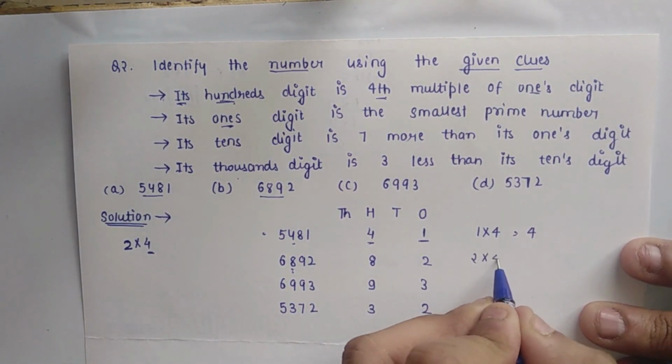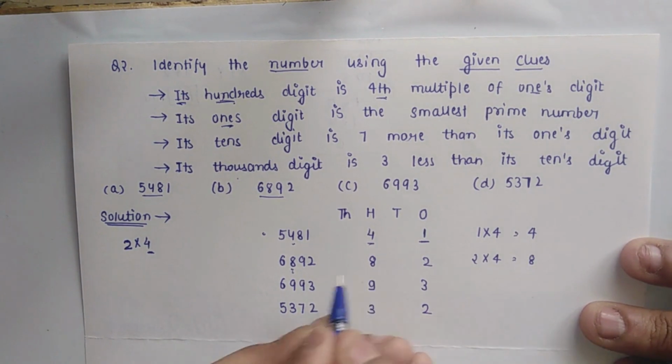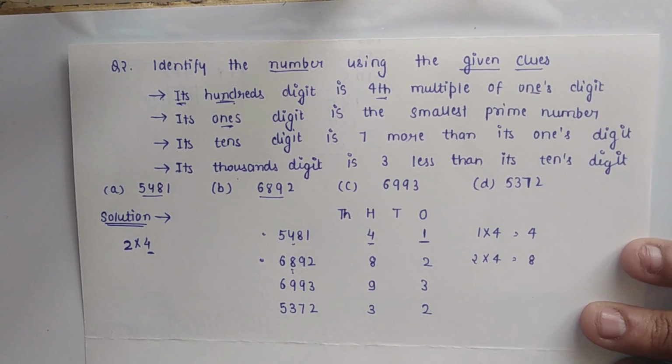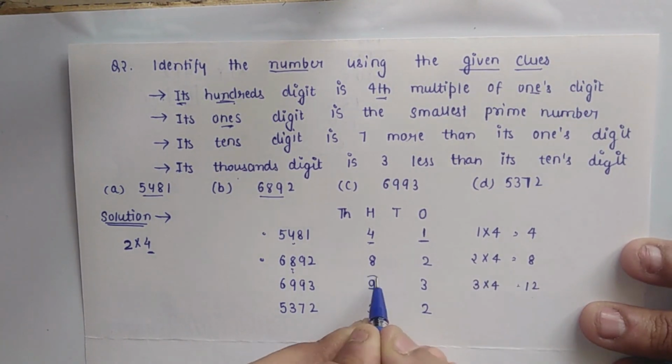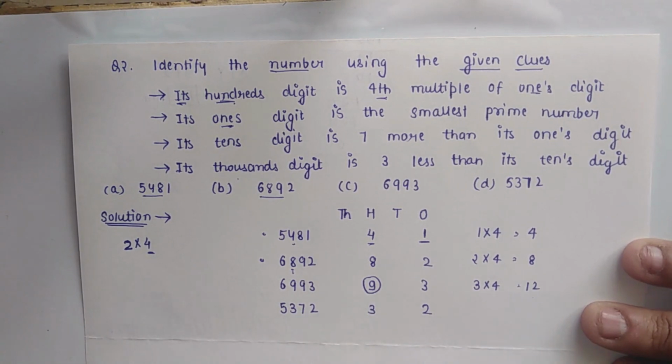2 times 4 is equal to 8. So this is also satisfying the condition. What about the third? 3 times 4 will get 12, but here it is given 9. So this number is not satisfying that condition, so we can simply remove this option from further consideration.